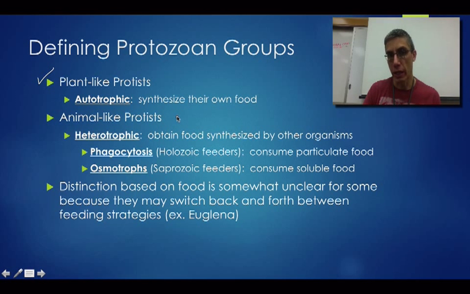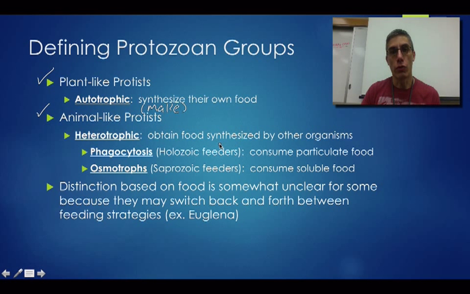If you are a plant-like protist, you would be considered autotrophic, which means that you synthesize your own food. Now, synthesize means to make your own food. The ones that would do this would be the ones that can photosynthesize. They use the energy from the sun to convert it into a chemical energy that the organism can use. Now, the ones that we're going to look at are considered the animal-like protist, and they're considered heterotrophic.